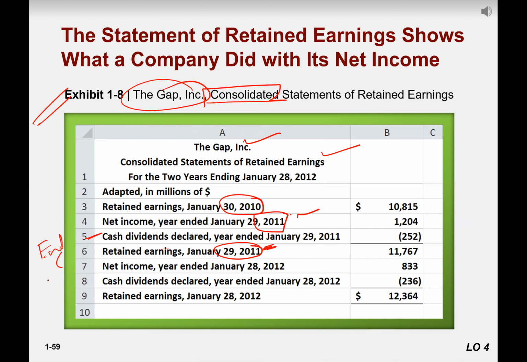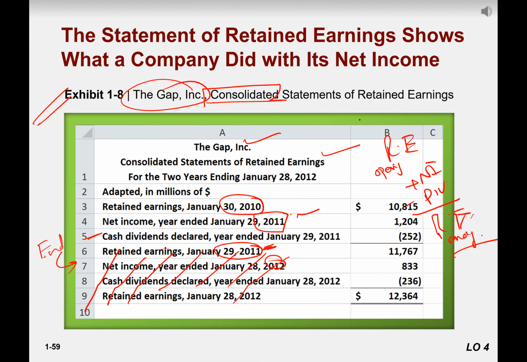If you see the next 2 years, the ending retained earnings of 2011 would become the opening of 2012, right? Because this is 2 years, don't get confused. Remember that the formula is the same: retained earnings opening or beginning plus net income minus dividend is the retained earnings ending.